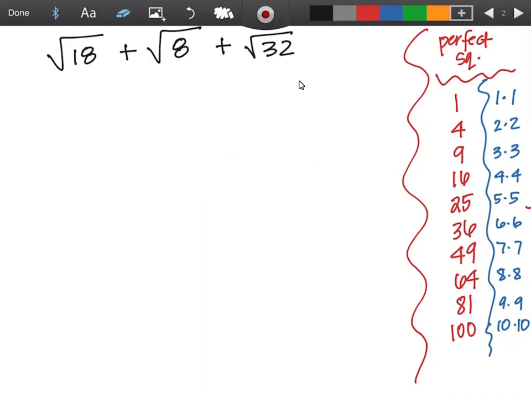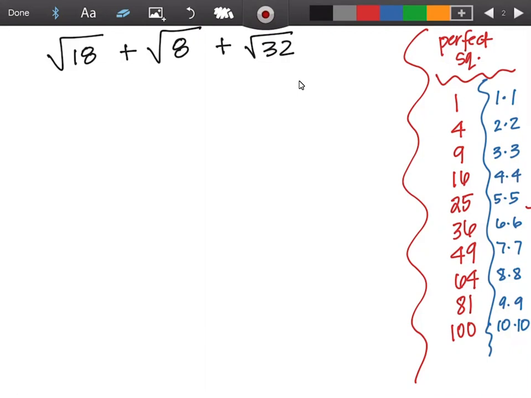If you look, we have 1, 4, 9, 16, 25, 36, 49, 64, 81, and 100. 1 times 1 is 1, 2 times 2 is 4, 3 times 3 is 9, and so forth. A perfect square is basically where you have two numbers that are the same and you multiply them together to get another number. Squared is when you have two of something. So that's how we got those numbers.